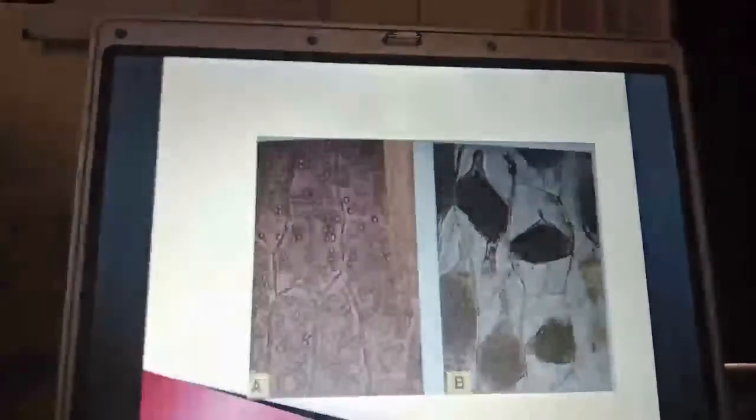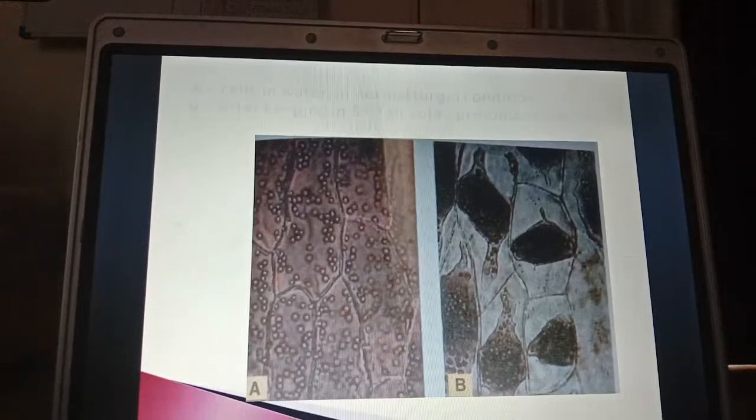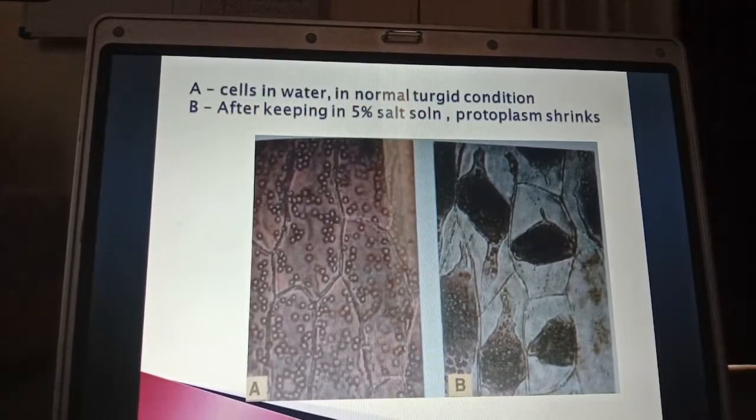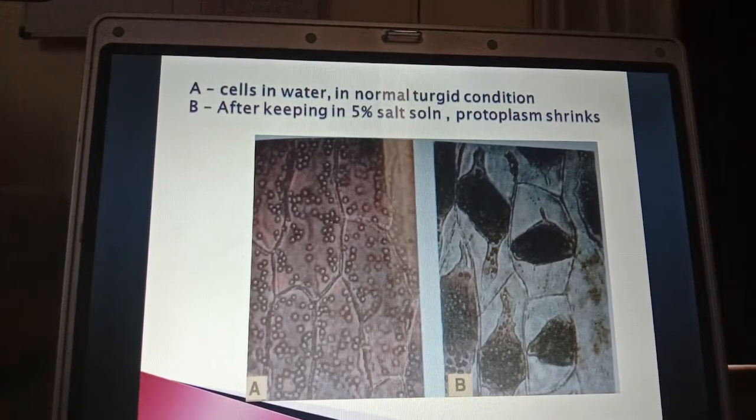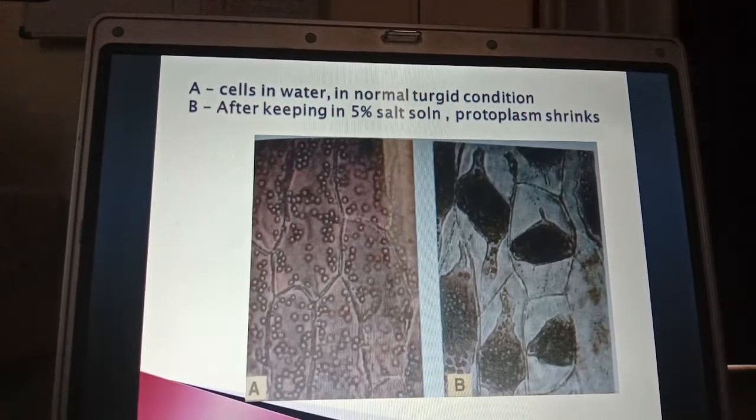You can see here two cells, cells in water in normal turgid condition. You can see all the cells are in turgid condition. In diagram B, you will find when the same cell is kept in 5% salt solution, protoplasm will shrink. It will leave the cell wall, and it will shrink to a point.